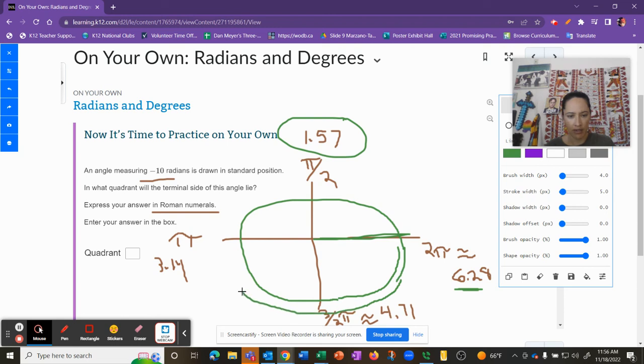Let's come over here. 6.28 plus 3.14 is 9.42. Okay, not quite. So now this would be 6.28 plus 4.71. All right, so that's between this and this. The line will be somewhere in here. This is quadrant 2. So if they're asking for Roman numerals, it should be capital letters I, I.